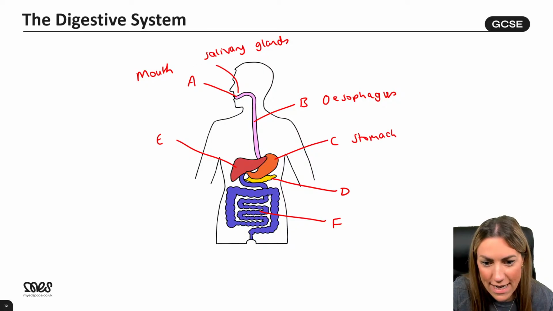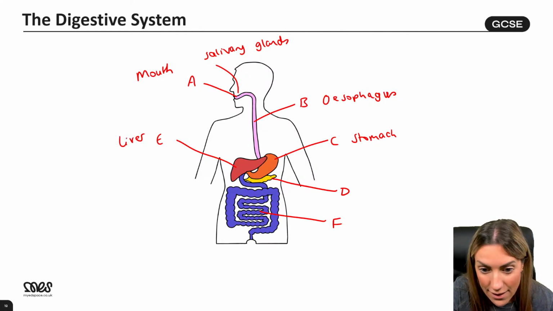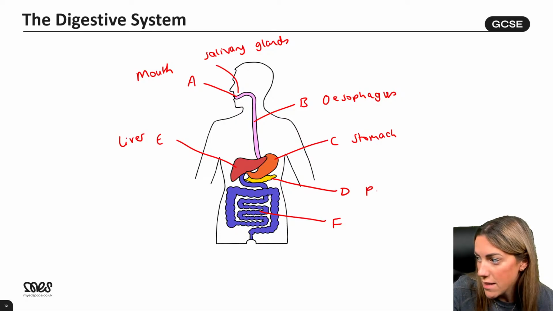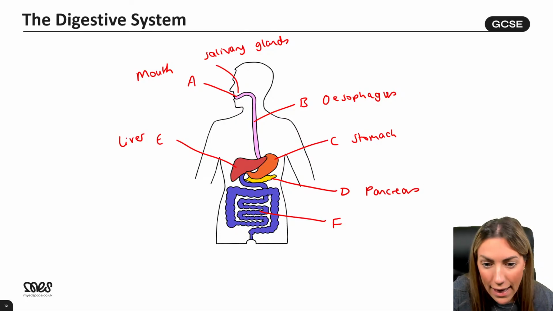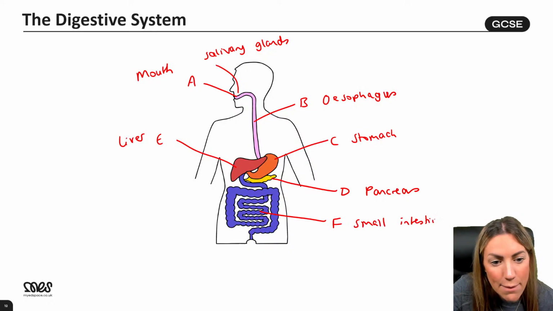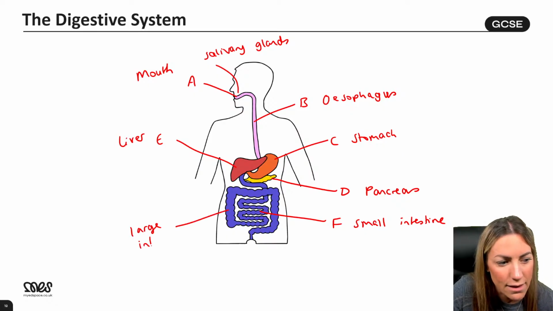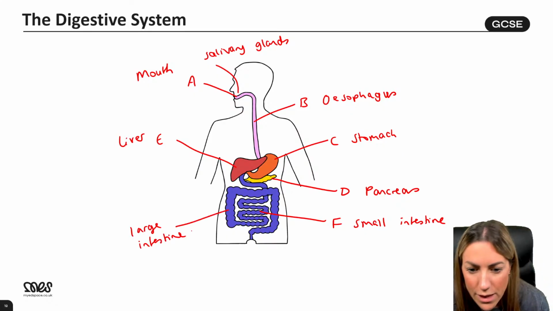Stomach, someone said contains hydrochloric acid. Well done. E is the liver. Well done. D is the pancreas. Well done if you're getting these right. I can see lots of you are. F is the small intestine. I mean, I could label the large intestine, but we don't really learn anything about that for GCSE AQA, do we? But we could label it.